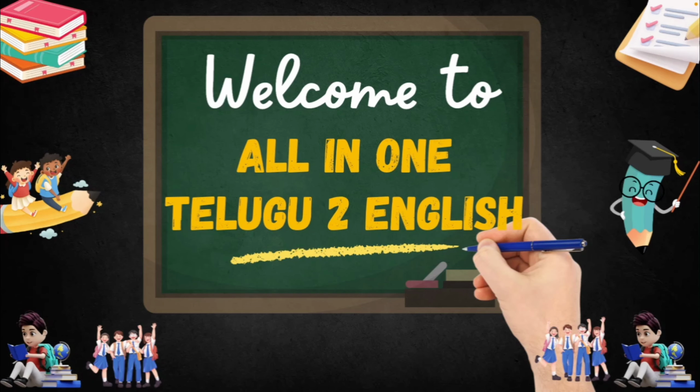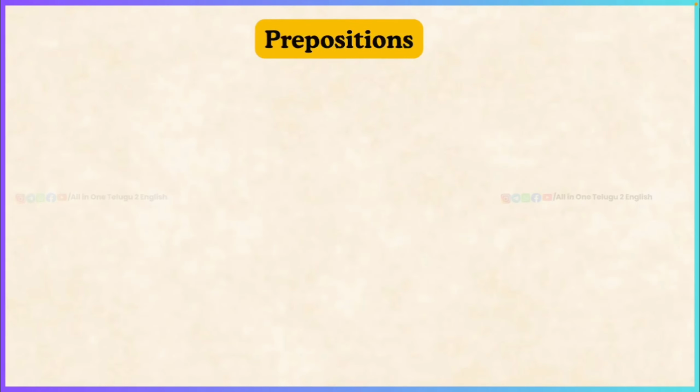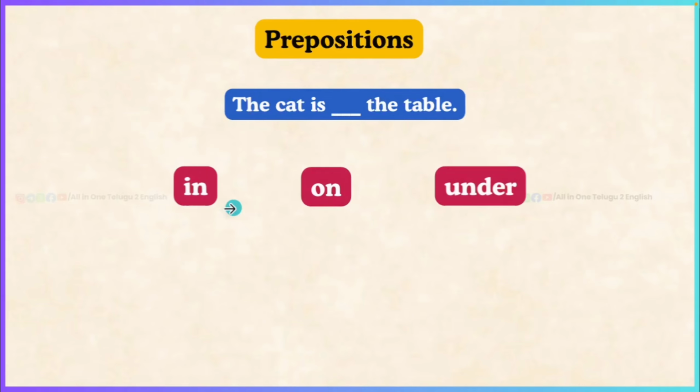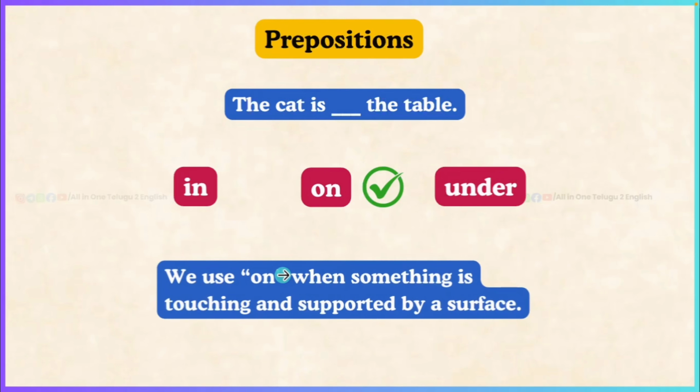Today we are going to practice prepositions in a simple way. You will see sentences with blanks like "the cat is dash the table" and you will get three options like this. Your task is to choose the right preposition. Don't worry. After every question, I will also explain why the correct answer is right. So get ready to test yourself and improve your English step by step. Let's begin our prepositions practice quiz.